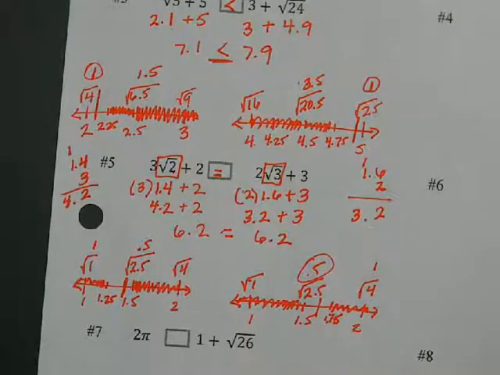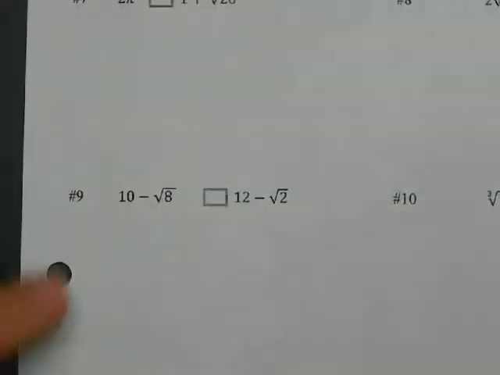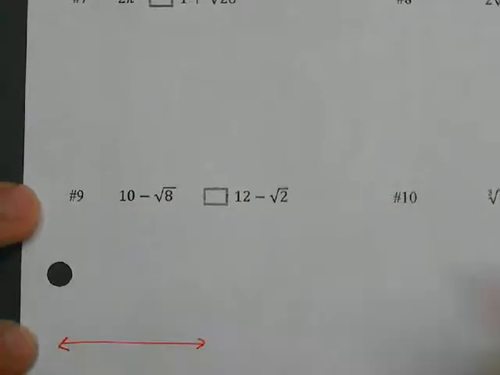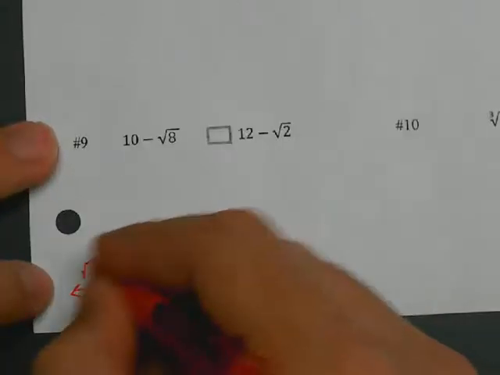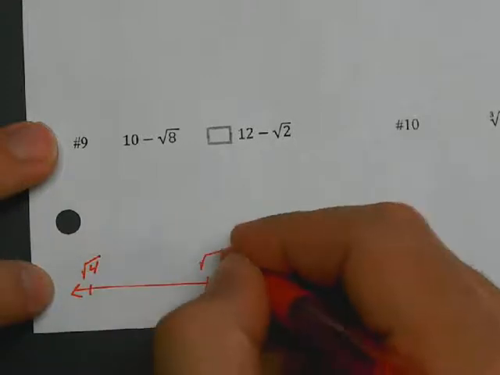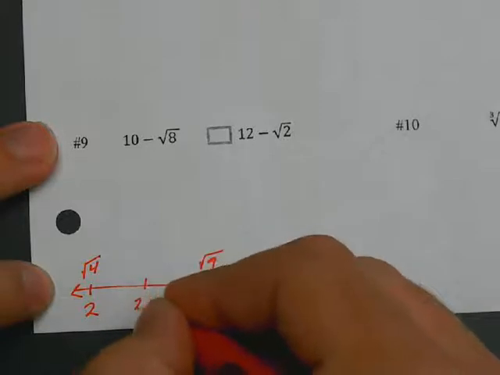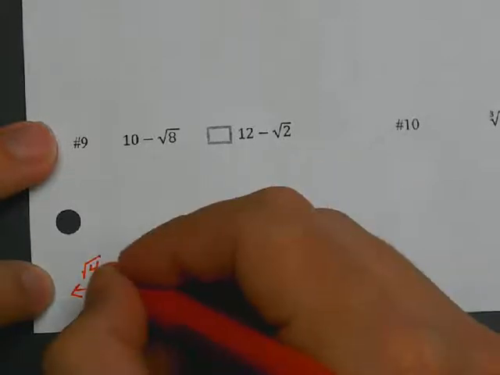Now let's go down and work number 9. 10 minus the square root of 8 compared to 12 minus the square root of 2. So again, I need to figure out this in order to do this operation. So square root of 8. The square root of 8 is between the square root of 4 and the square root of 9. So we got 2 and 3. We got 2.5 here, and then up here we're going to have 4 plus 2 plus a half, 6.5.